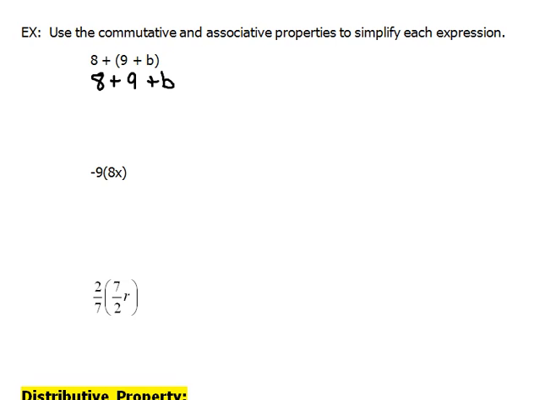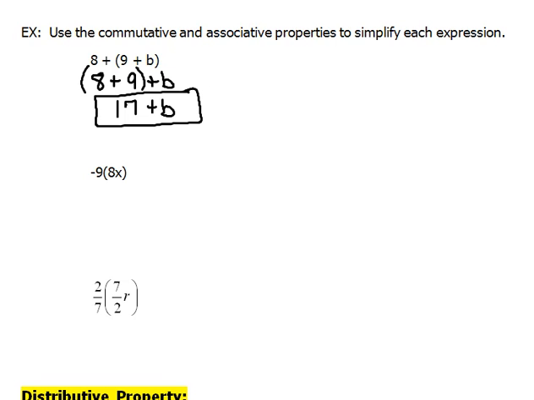So instead of doing 9 plus b and then adding 8, I could rearrange it and say, well, let me do the 8 plus 9 first, because those are plain numbers or like terms. So if I did that, now I've got 8 plus 9 is 17 plus b. There we go. You've been doing this all along. You just didn't know it probably had a specific name.